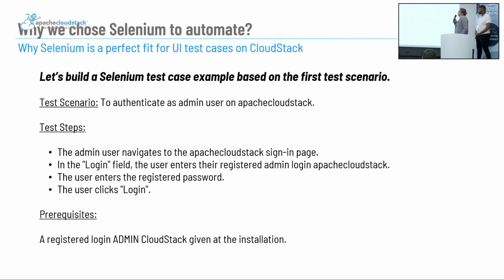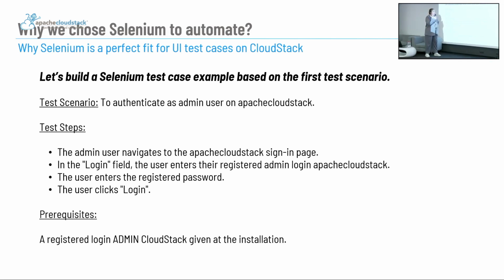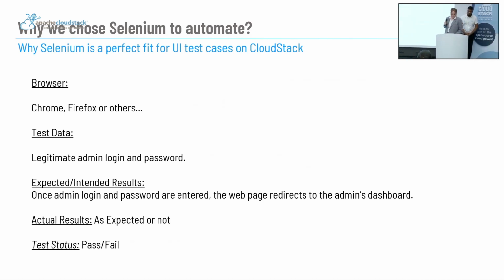So let's build some test case examples. For the first test scenario, the first test will be to authenticate as an admin user on Apache CloudStack. Okay? Here are the test steps. The admin user navigates to the Apache CloudStack sign-in page. In the login field, the user enters the registered admin login for Apache CloudStack. The user enters the registered password and the user clicks login. We have prerequisites: a registered admin login for CloudStack given at the installation. You also have a browser, Chrome, Firefox, or other, and test data, a legitimate admin login and password.